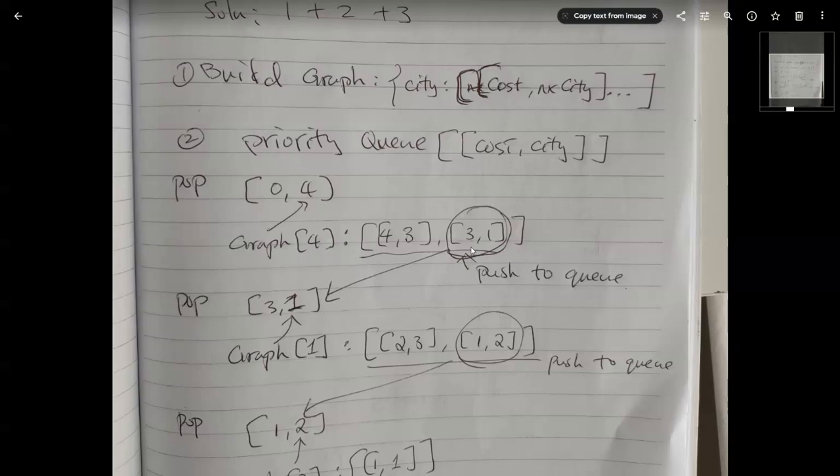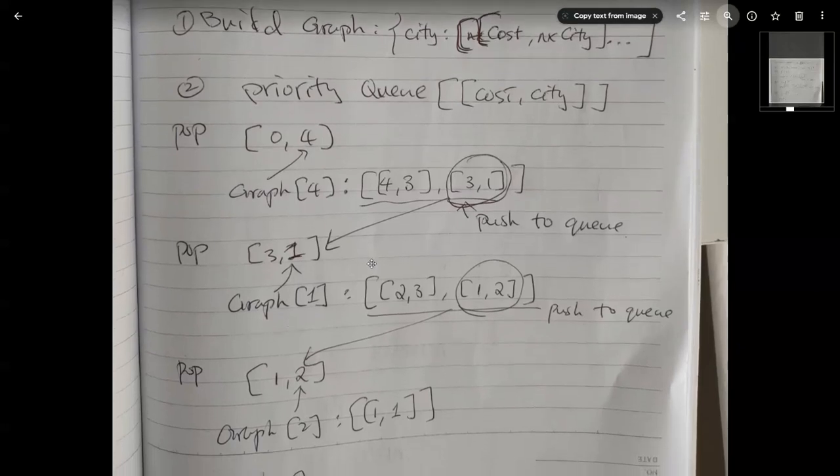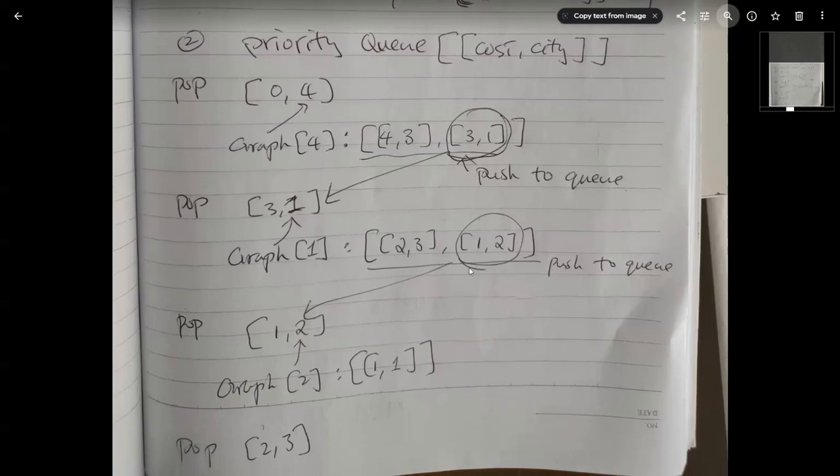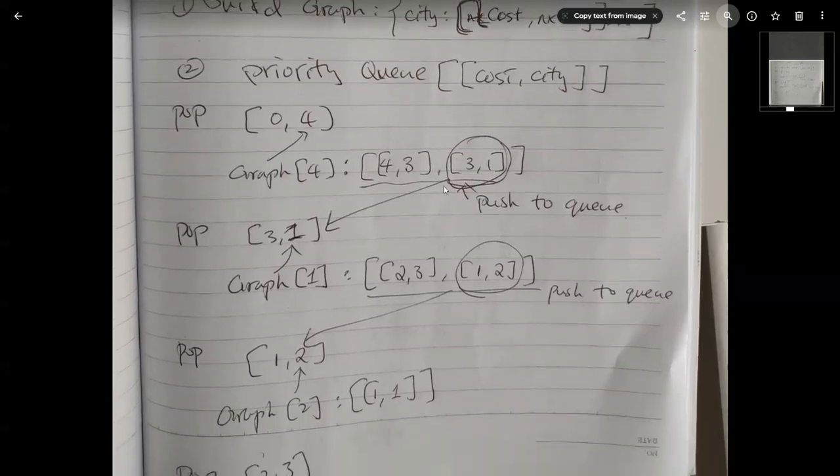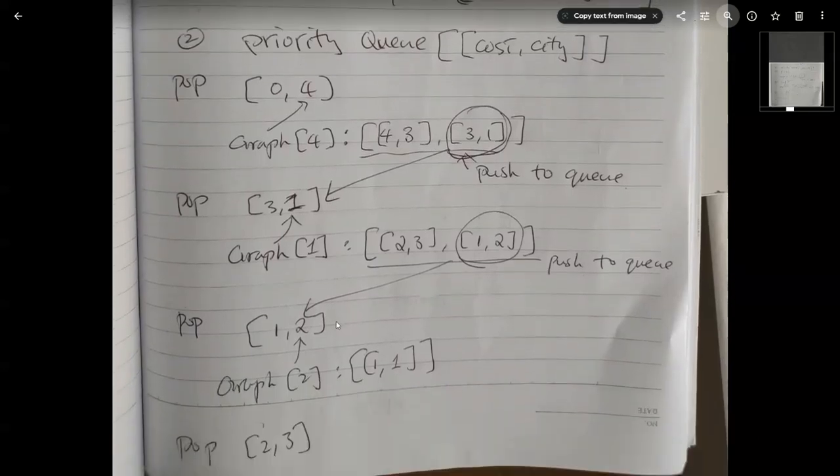So the priority queue or min heap pops off the connection that has the lowest cost, which is 3. Pay a cost of 3 and build connection with city 1. Oh, sorry, it should be here. Pay a cost of 1 and build connection with city 2. Sorry about that. This is the one that we had already.